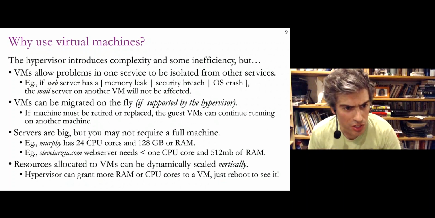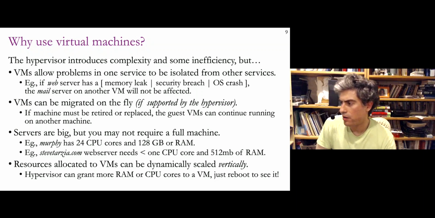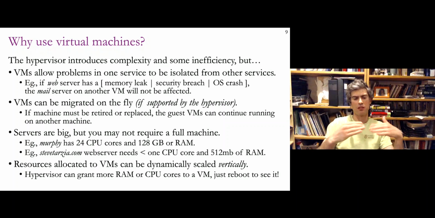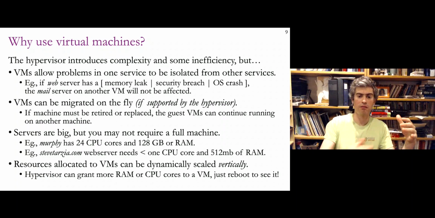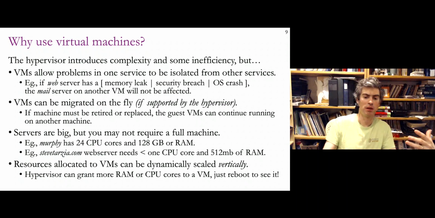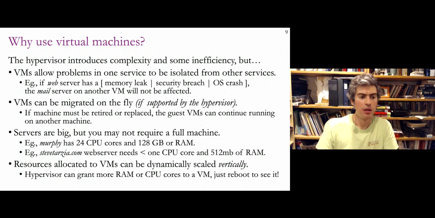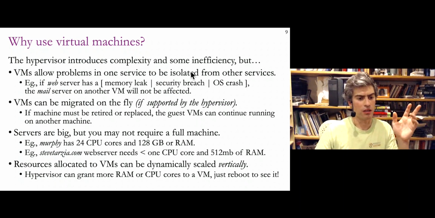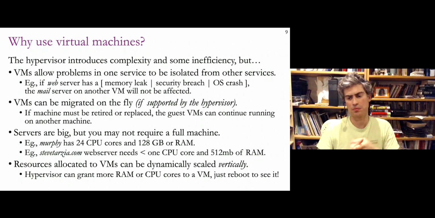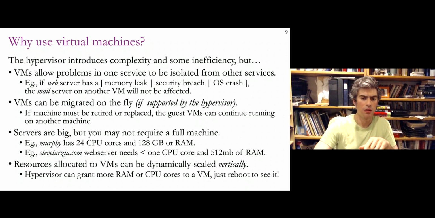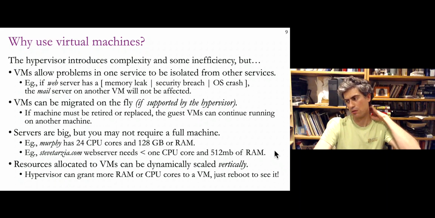So why do we use virtual machines? There's some inefficiency here actually, because we have this translation layer between the real CPU and memory that we have, and the virtual CPUs and memory that are allocated to the virtual machines. So the reason we do this, even though there's some complexity and inefficiency introduced, is to solve, I would say, two main problems.